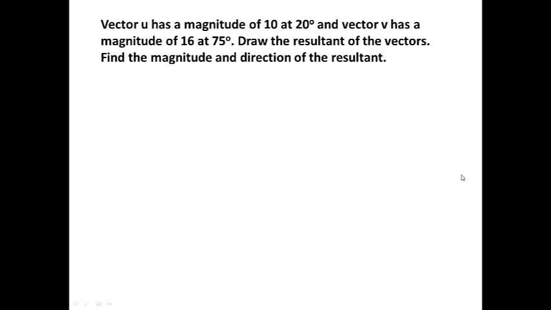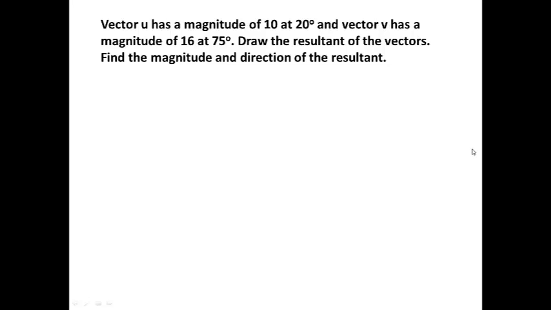Here, let's try one together. Vector u has a magnitude of 10 at a 20-degree angle, and vector v has a magnitude of 16 at a 75-degree angle. Draw the resultant of the vectors, and then find the magnitude and direction of the resultant. So go ahead and try to draw this. Remember that you're going to have to use the angles from 0 on the unit circle, okay? Because it doesn't give you anything. This is not bearing or heading or anything like that.